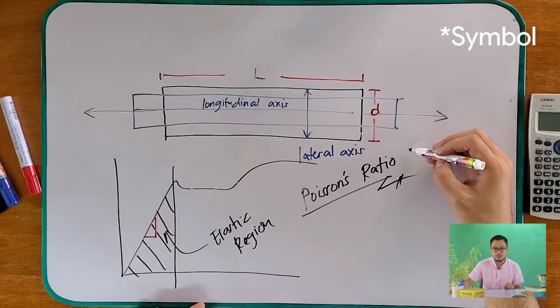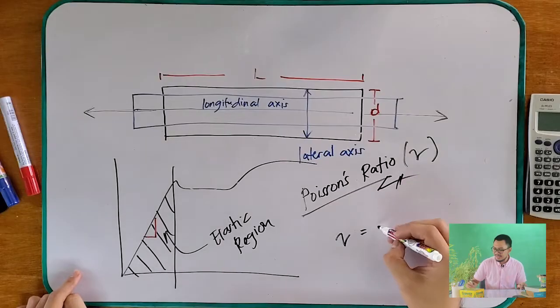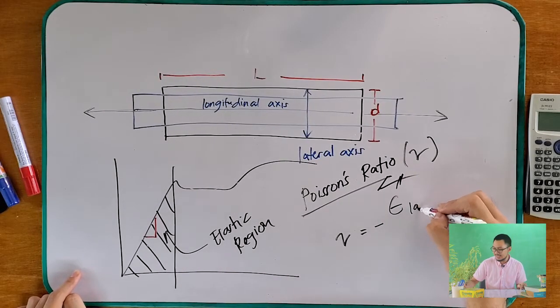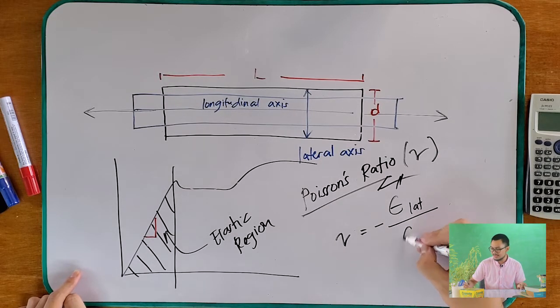So what then is our Poisson's ratio? How are your longitudinal strain and lateral strain related to each other using the Poisson's ratio? Basically, your Poisson's ratio has the symbol nu, which looks like a V. The formula for your Poisson's ratio is the negative of the lateral strain divided by the longitudinal strain. This is the equation that you have to use when you are using your Poisson's ratio.